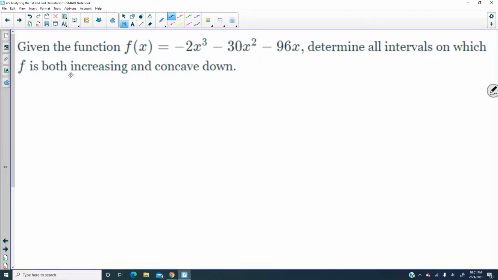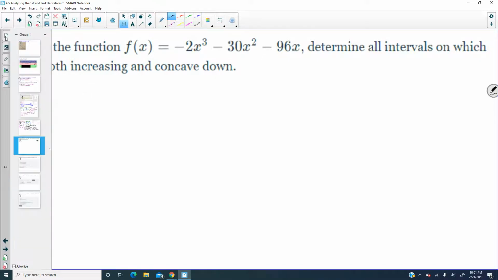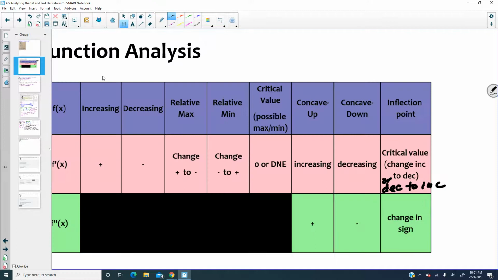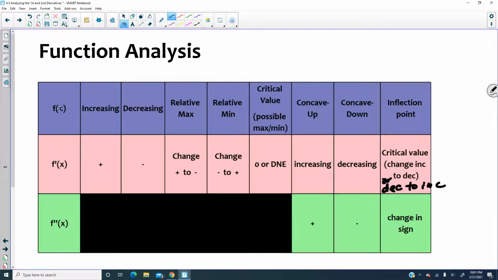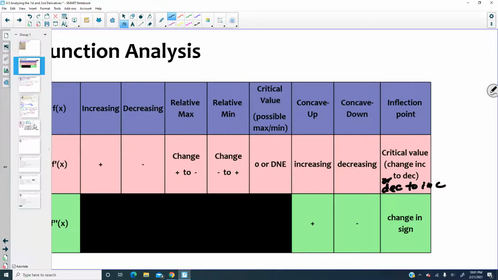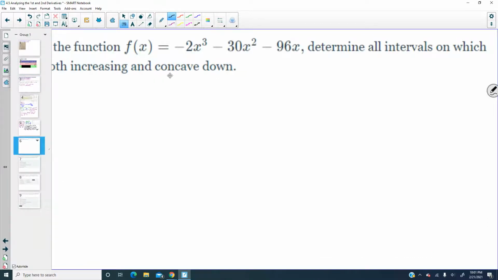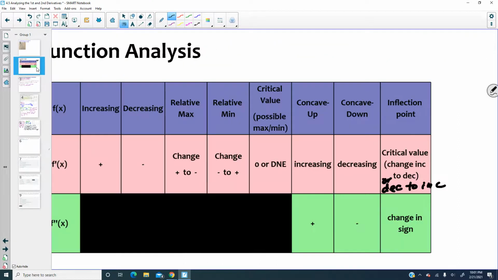You'll be asked to do more than one thing. You'll be asked to determine where the function is concave down and also increasing. So you'll need to refer back to this chart again and say, okay, if I want to know where a function's increasing, then I need to know where f prime is positive. But then if I also want to know where the function's concave down, then I need to know where the second derivative is negative.